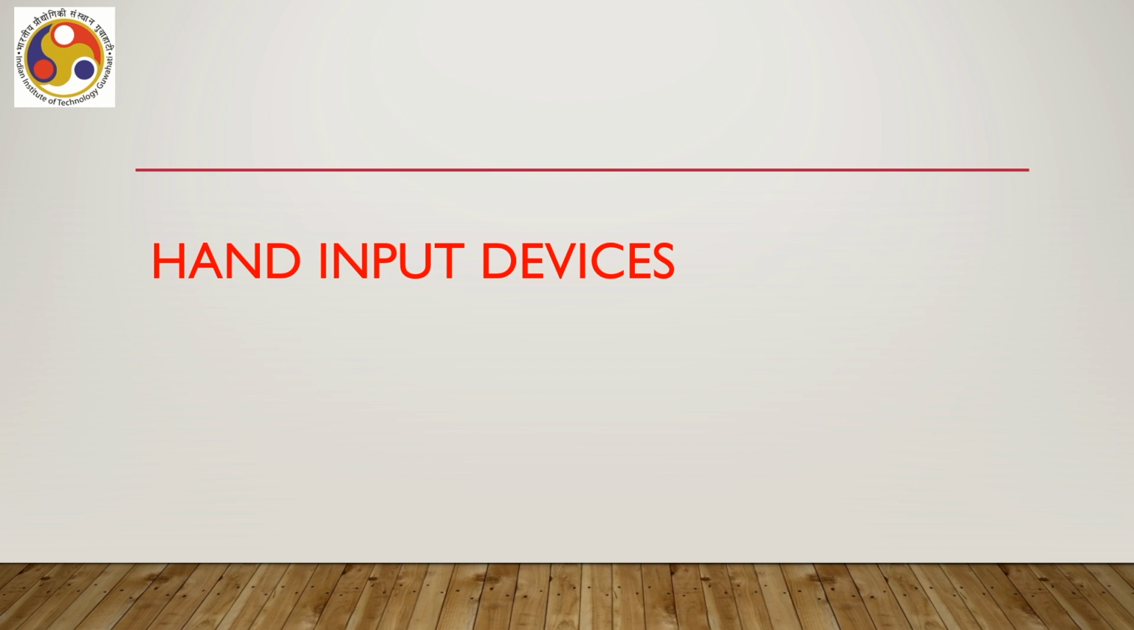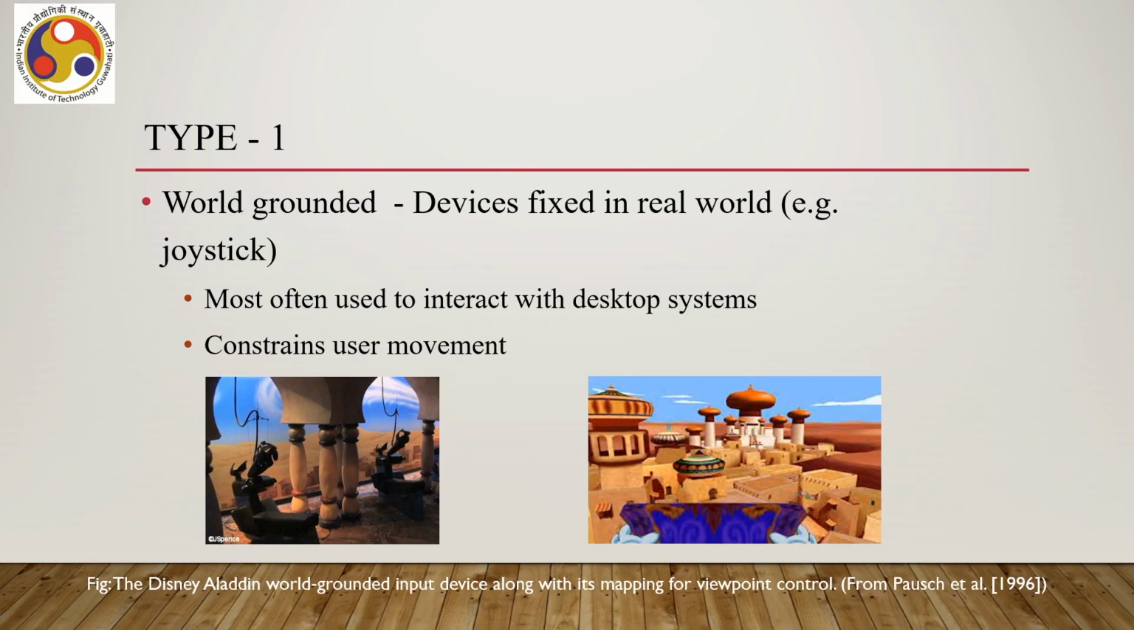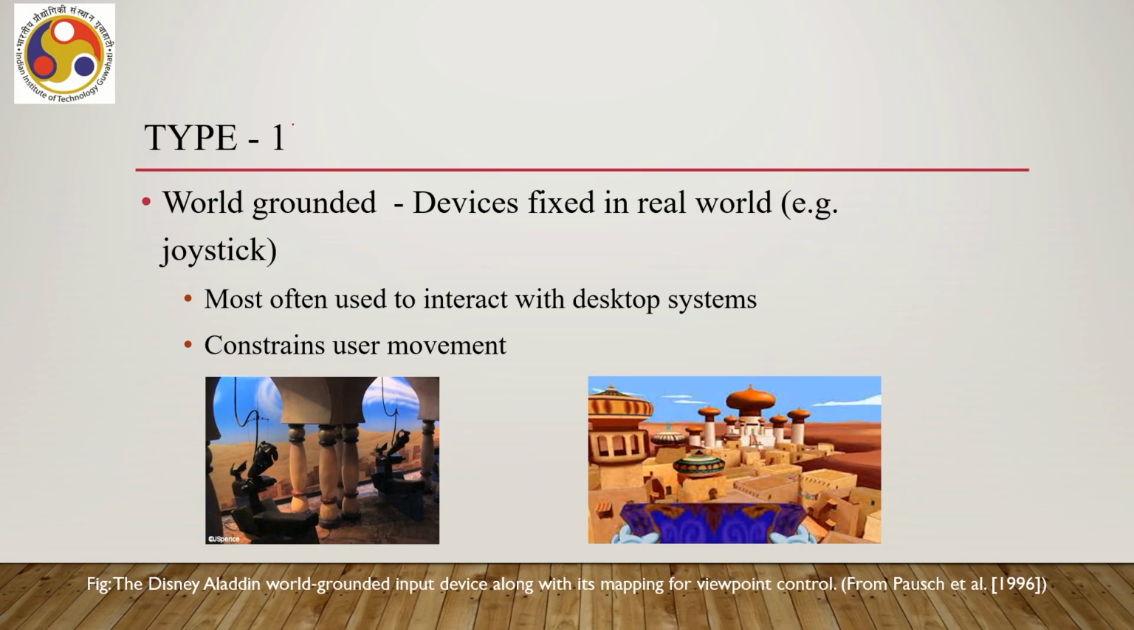Let us first quickly go through different sorts of hand input devices. We can have several categories of hand input devices, broadly 5 categories. Let us have an understanding or quick look at those categories. First category, or type 1 hand input devices, are world grounded devices.